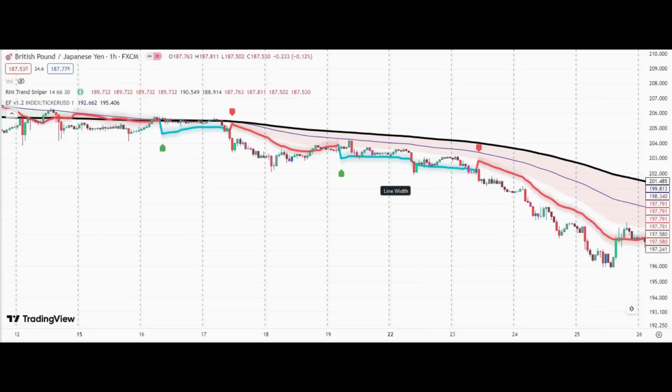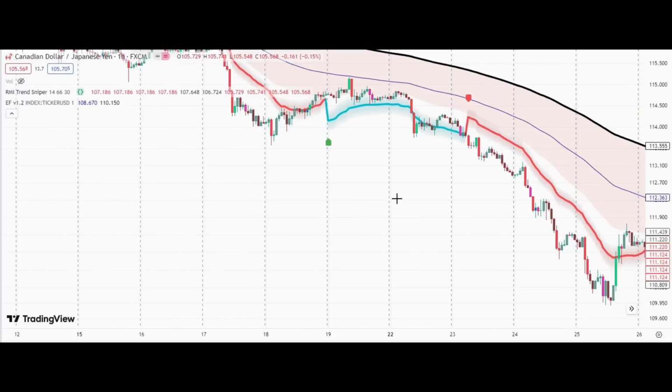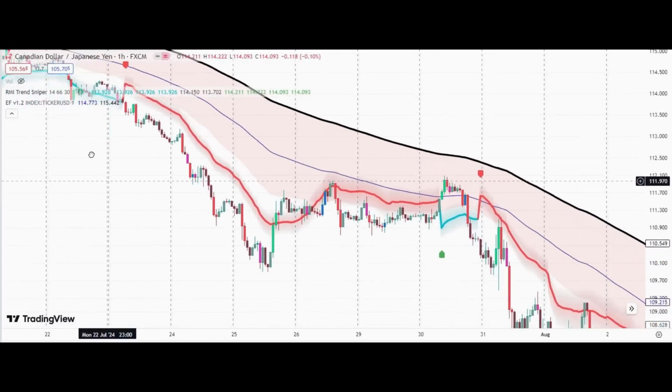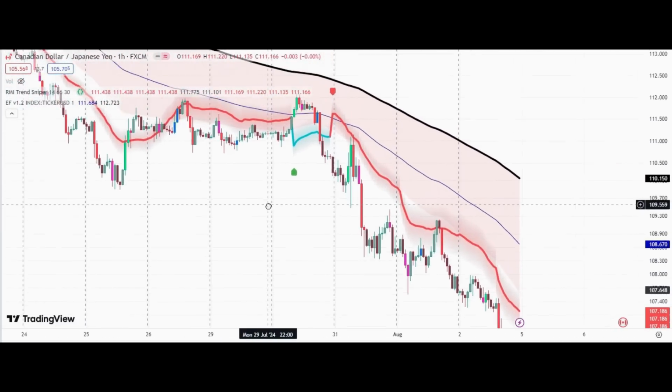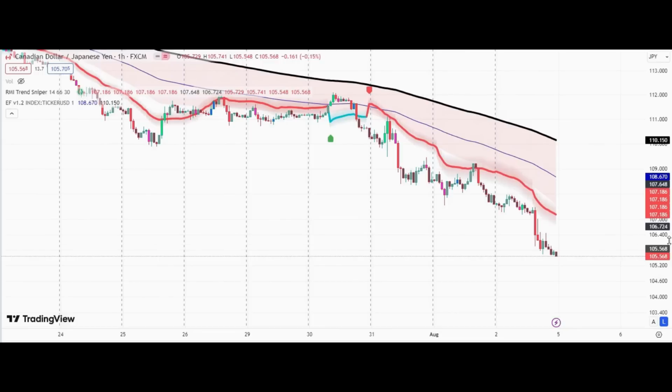So let's have a look at another currency pair. This is CADJPY. You can see the same thing is playing out here. From here, I like to look at the current market so that you understand how the market is moving. You see here you have the first signal, which is telling you that the EMA is giving you a sell signal.